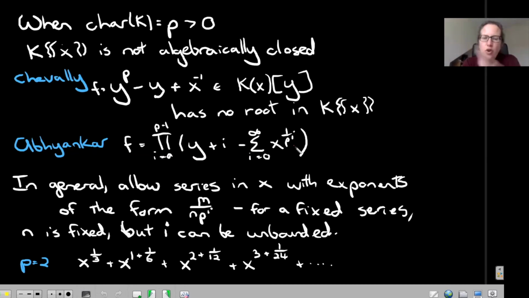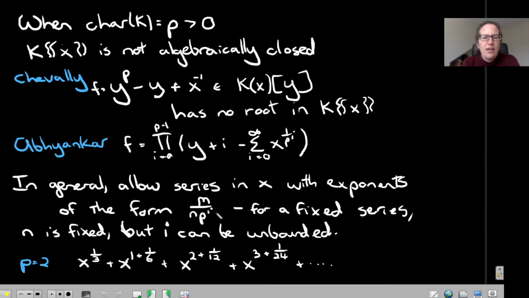Your exponents do not have a common denominator. Okay? In the Puiseux series, exponents have to have a common denominator. Here, in Abhyankar's series, we've got no common denominator for our series. However, the only bad denominators are powers of p. And in general, it turns out you can form a field by allowing series in x with exponents of the form m over n p to the i.